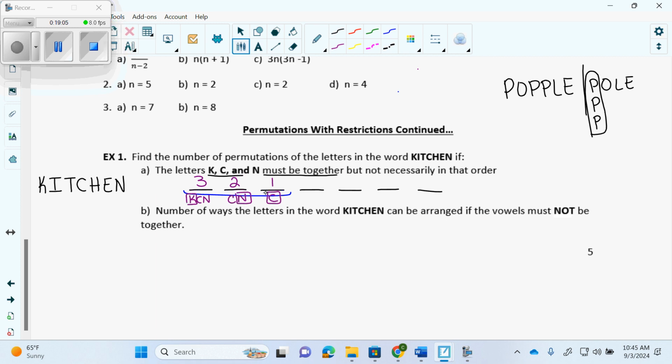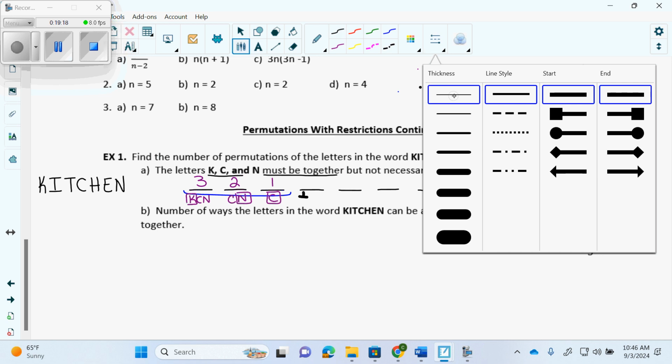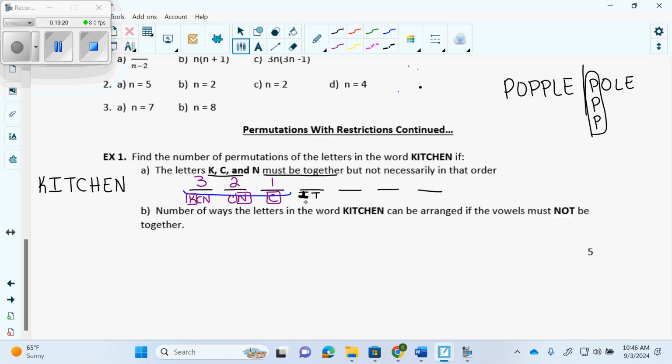How many letters do I have left for the remaining 4 spots? 4 letters, correct? I, T, E, and H. So I have I, T, E, and H, which is 4 options. Hold the H, then I would have I, T, E, which is 3 options. Then I, T, which is 2. And then I, which is 1. And then I have to remember to multiply.